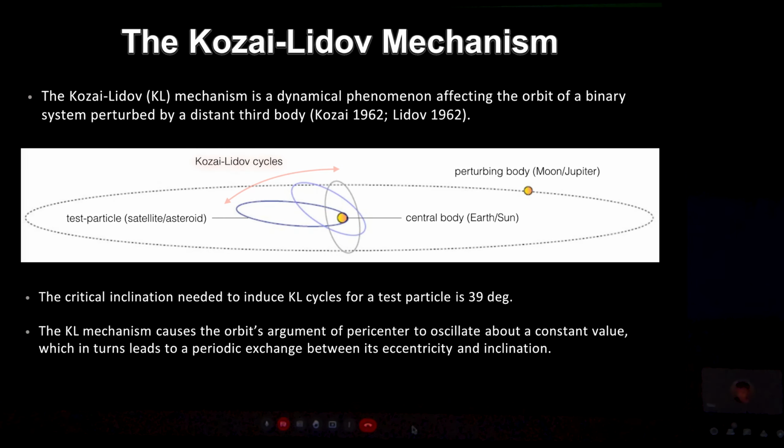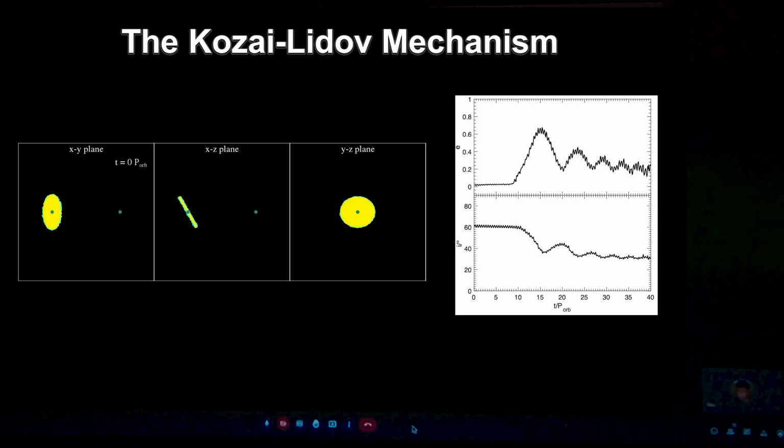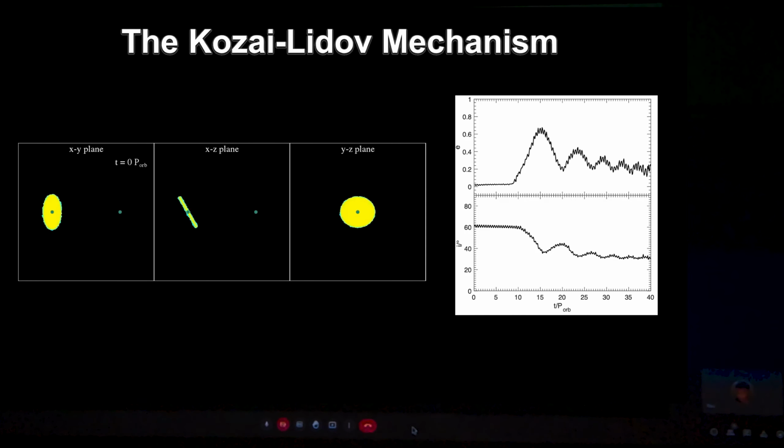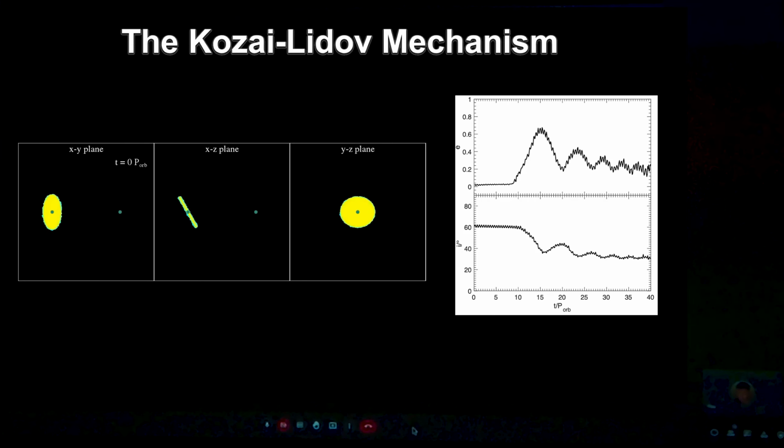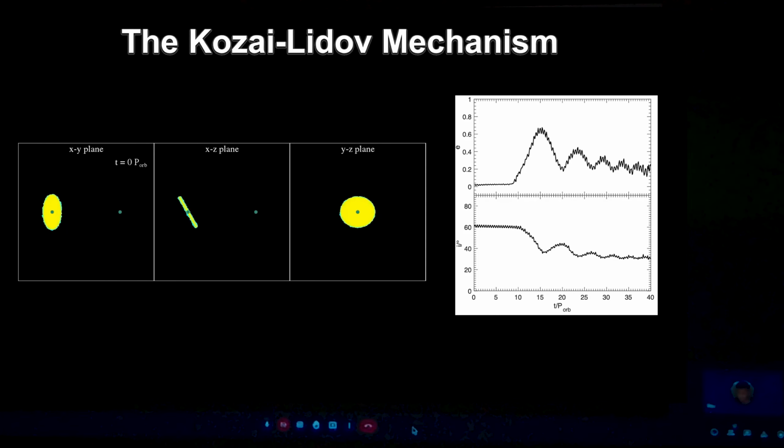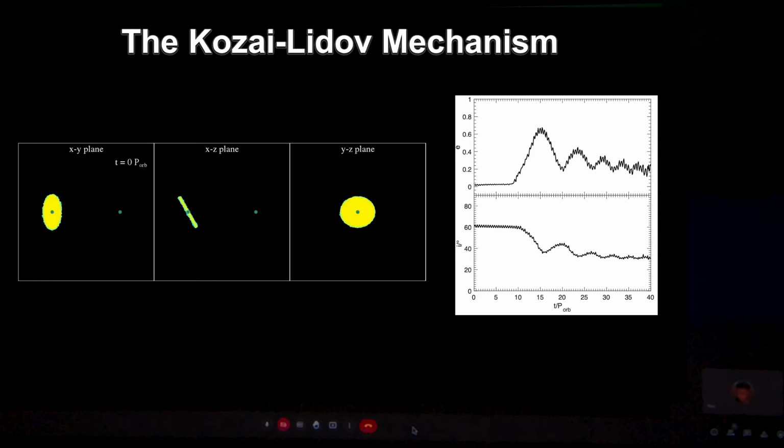I'll show this as a disk, so it's easier to see. We have a binary system and an inclined disk around one component of the binary. In this case it's inclined by 60 degrees, above the threshold for the Kozai-Lidov instability, and this disk will undergo oscillations where it becomes very eccentric. As it increases eccentricity, it decreases its inclination, and vice versa.